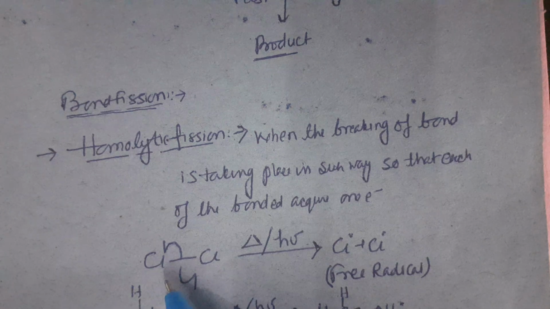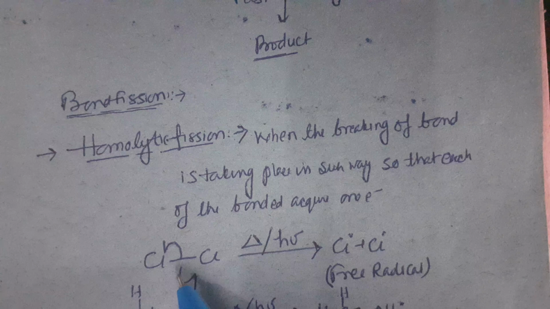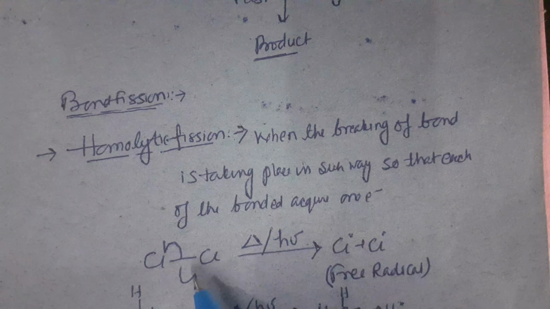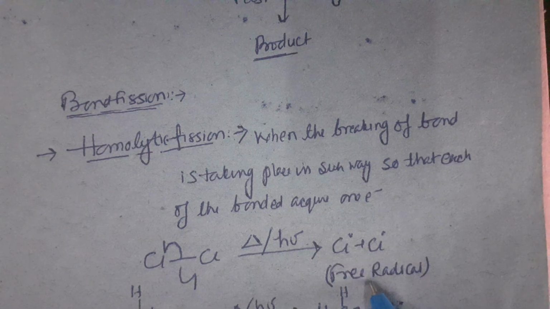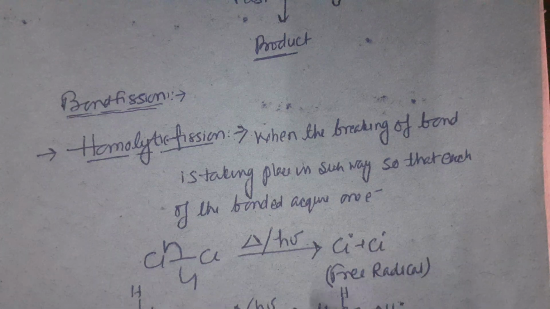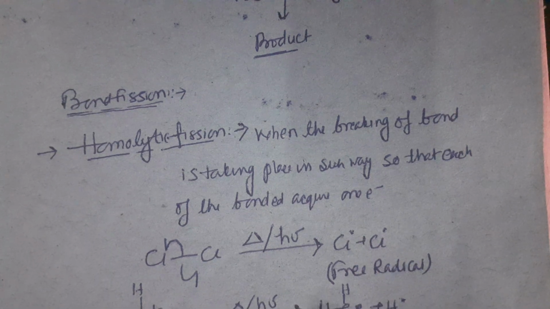For example, in case of chlorine molecule, there is a single bond between the chlorine atoms, and when we apply heat or light, the bond breaking takes place and it results in the formation of highly reactive reaction intermediates, which are known as free radicals, and this dot represents the electron which is occupied by the bonded atom after breaking the bond of the reactant molecule.